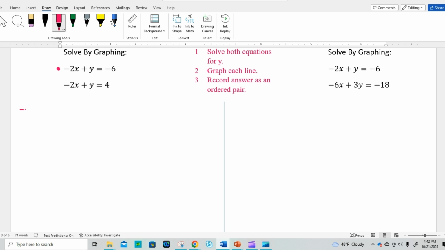So we've got negative 2x plus y is equal to negative 6. And I will just follow the same procedure that I did before. I want y by itself. It's not by itself, so I'm going to add 2x to both sides. On the left-hand side, it cancels, and I'm left with just y is equal to 2x minus 6.